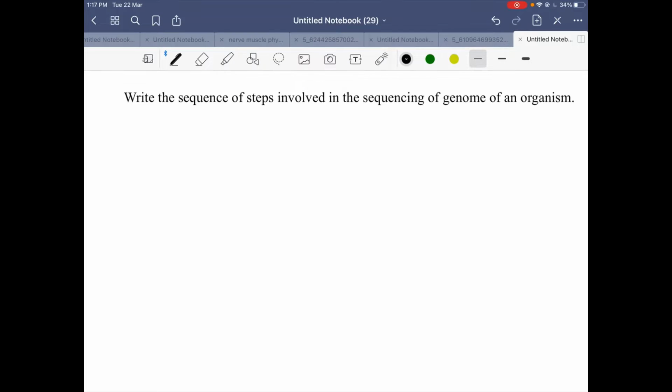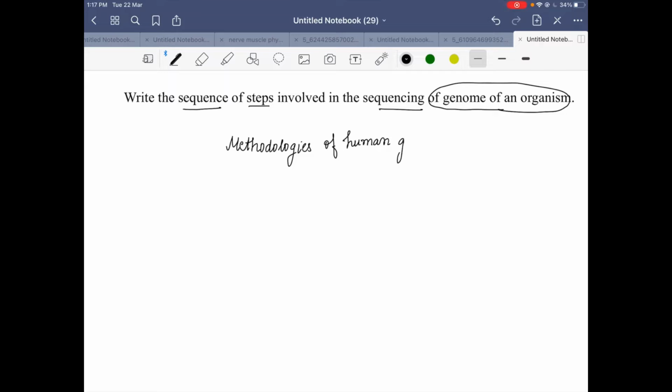So in the question it is asked to write the sequence of steps involved in the sequencing of genome of an organism. So it means we have to write the methodologies of the human genome project. There were mainly three methodologies of human genome project.